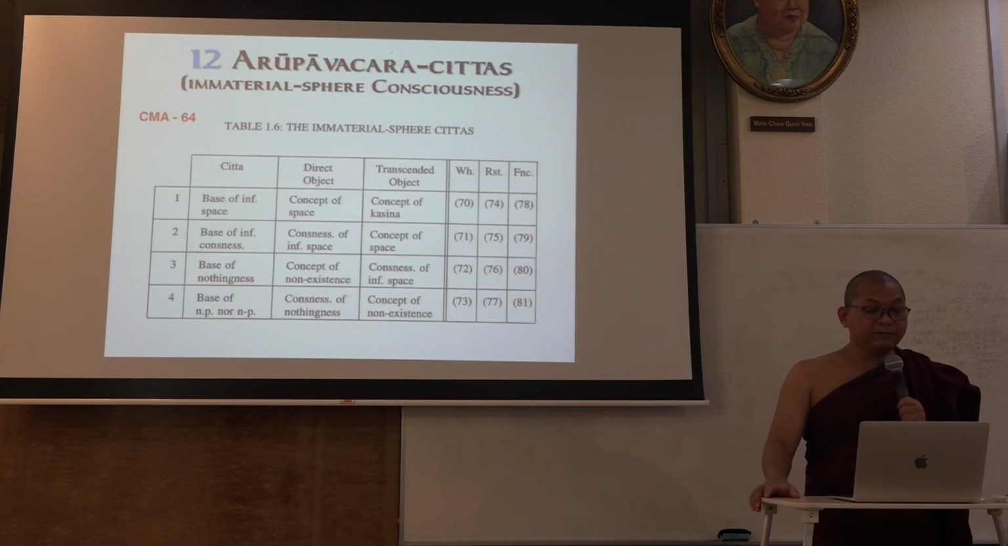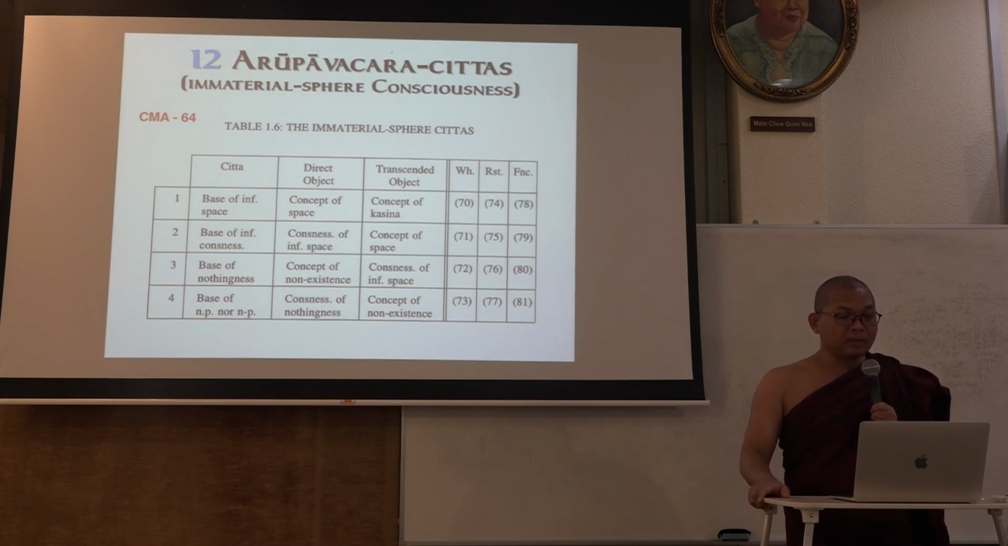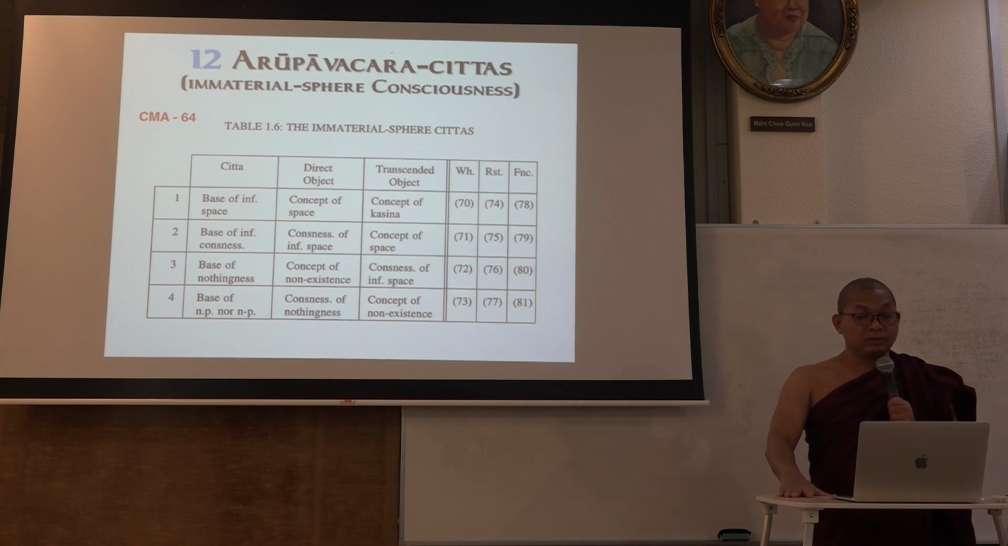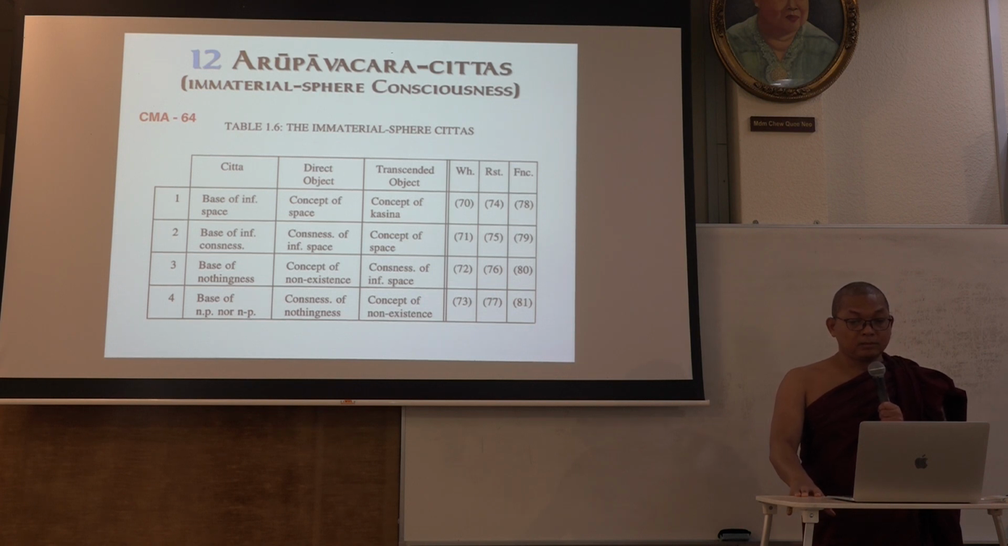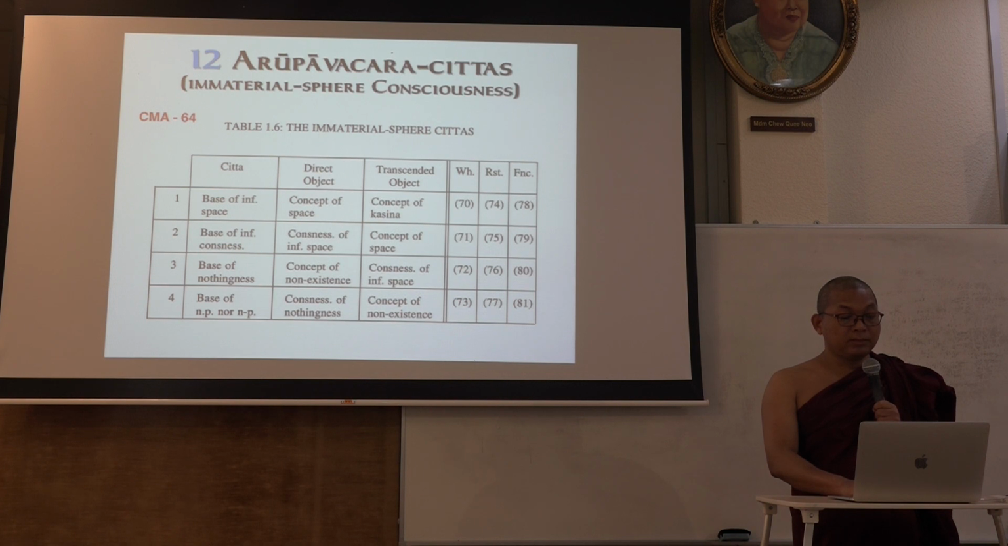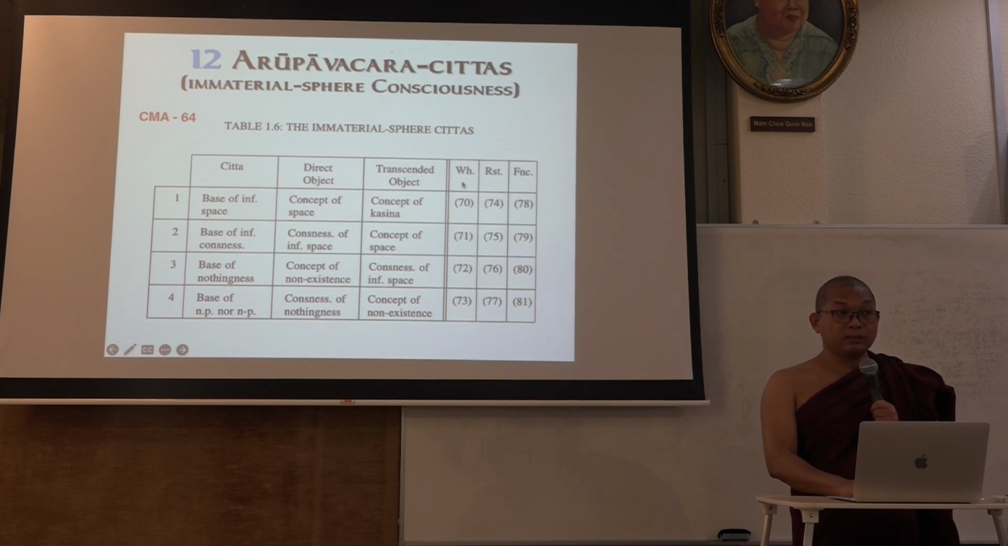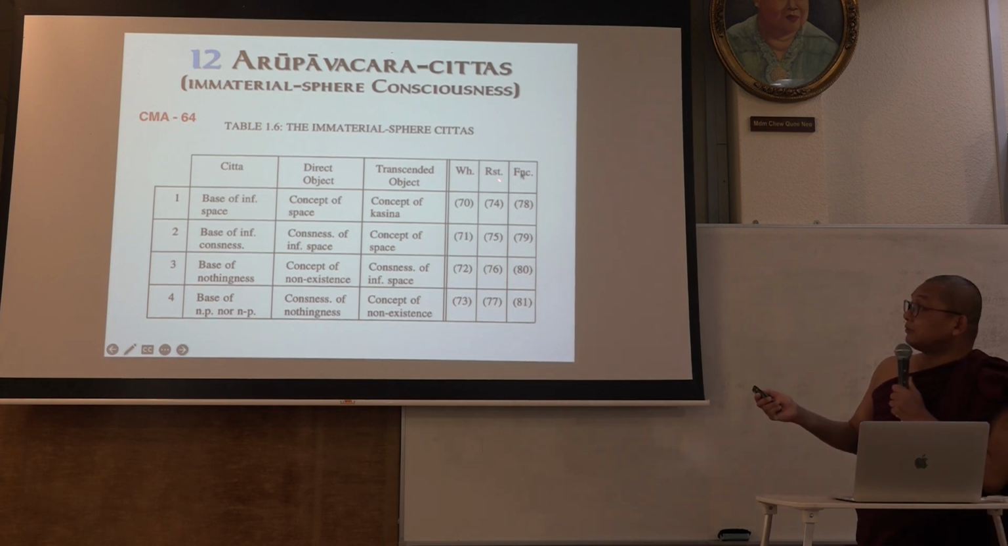Look at page number 64. These are the 12 arupa chetas: one, the base of infinite space; two, the base of infinite consciousness; three, the base of nothingness; four, the base of neither perception nor non-perception. Here Bhikkhu Bodhi mentioned that we have four wholesome chetas, four resultant chetas, and four functional chetas. Four kusala, four vipaka, four kriya, right?